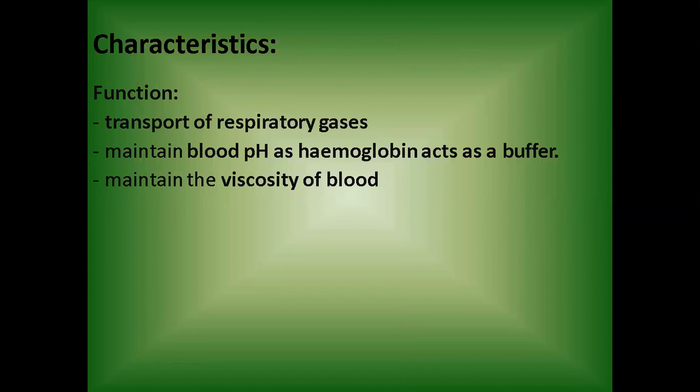And for that, in RBC, there is hemoglobin. Hemoglobin is the one pigment found in RBC. Hemoglobin determines the pH value of the blood. And it also maintains the viscosity of the blood. Viscosity means how heavy is the blood, how dense is the blood. That is also determined by red blood cell, because there is iron. Okay, this is the main function of RBC.